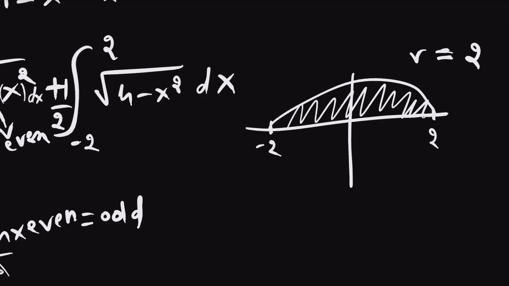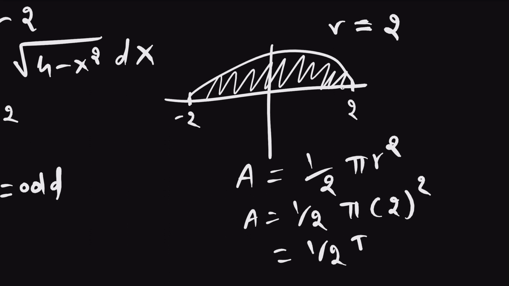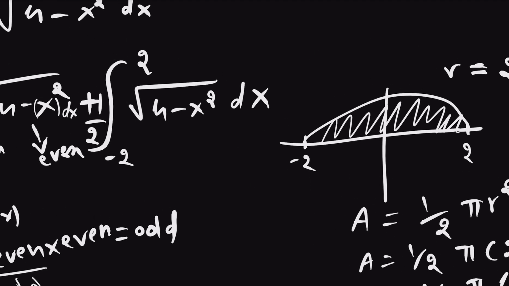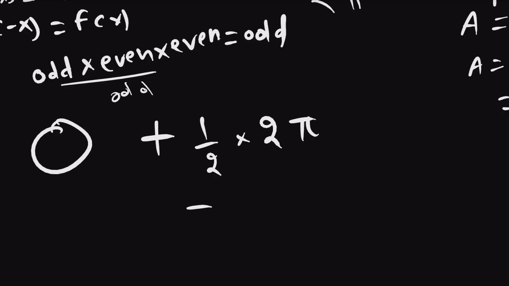So this is what you should recognize about this function, square root of 4 minus x squared. So how do you find the area? Well, the area of a semicircle is A equals 1/2 pi r squared, and our r is 2, so A is equal to 1/2 pi 2 squared, which is equal to 1/2 pi times 4, which is equal to 2 pi. So this right here is simply 2 pi. And then we're multiplying it with this 1/2 right here. So we have 0 plus 1/2 times 2 pi. What is 1/2 times 2 pi? This is simply pi. And so this right here is really the answer to the problem.